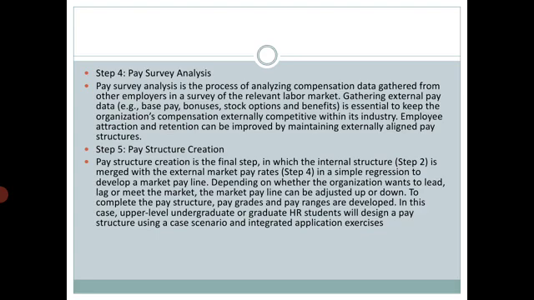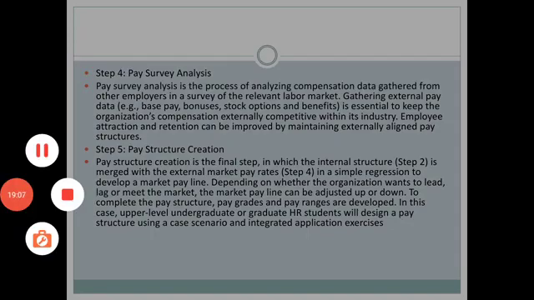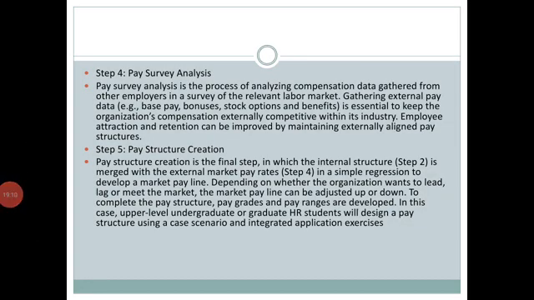Okay, in this case, upper level, undergraduate, or graduate HR students, they will design a pay structure using a case scenario and integrated application exercise. Okay, what is done? Yes, the pay structure is created by combining your internal pay structure and external pay structure that is prevailing in the market. Through that, whether we are leading, lagging, or meeting the market requirements, we come to know this.